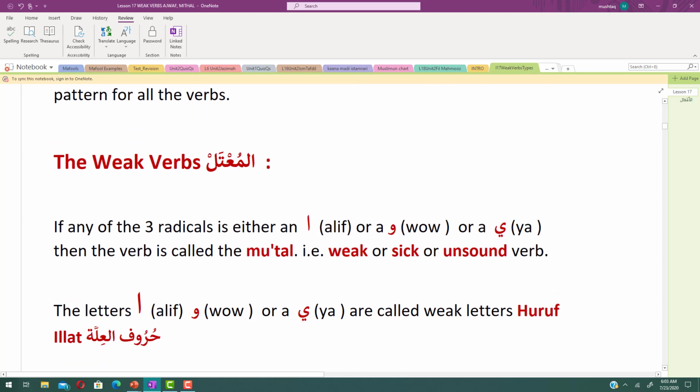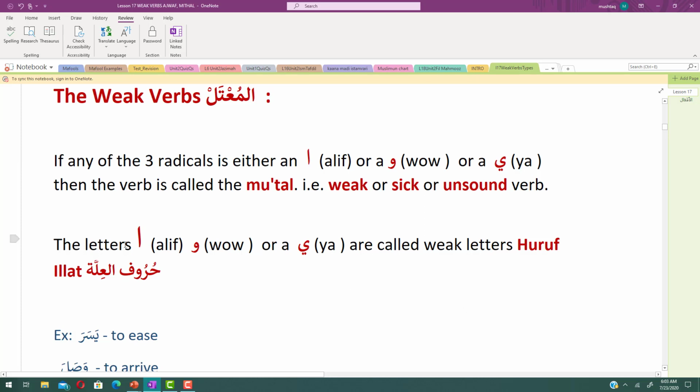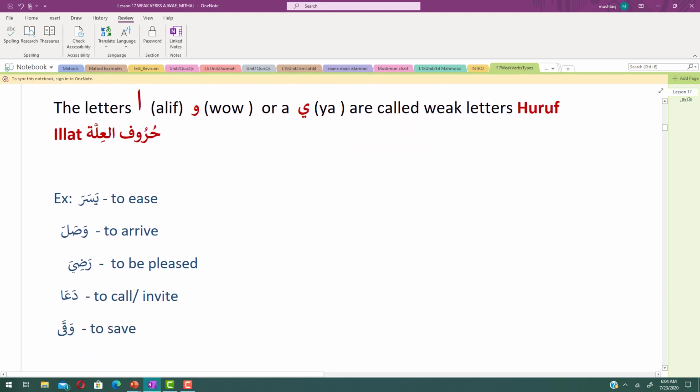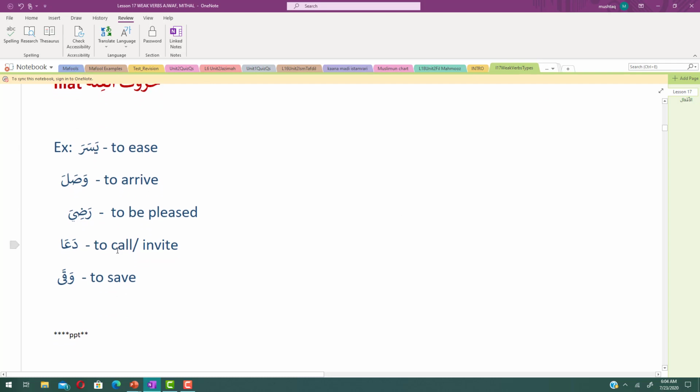In the weak verb al-mu'tal, if any of the three radicals is either an alif or a waw or a ya, then the verb is called the mu'tal or the weak verb or the sick verb or the unsound verb. The letters alif, waw or ya are called weak letters. In Arabic, they're called huruf illah or huruf illat. Examples of weak verbs are yasara, to ease, wasala, to arrive, radiya, to be pleased, da'a, to call or invite, waqa, to save. Notice you have weak letters in them.